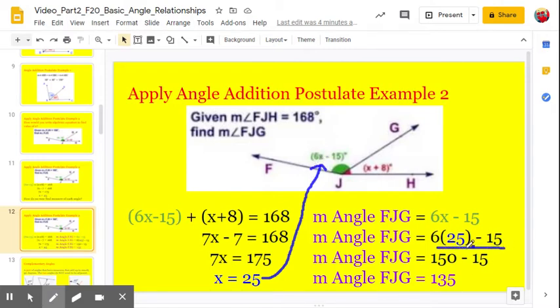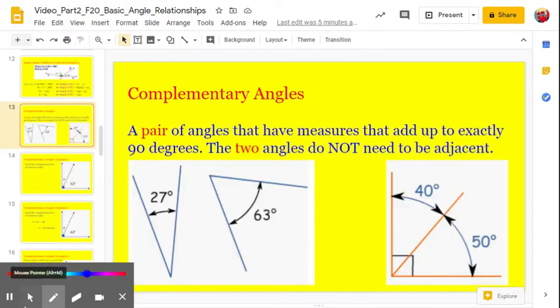That's what we did over here. Here's the work. So it's going to be 6 times 25 minus 15. You get 150 minus 15. So the measure of angle FJG is 135. Then if I wanted to find this angle, I'd either go 168 minus the 135 would tell me the answer, or I take that 25 and substitute it for x here and go 25 plus 8. Gives you 33 degrees.